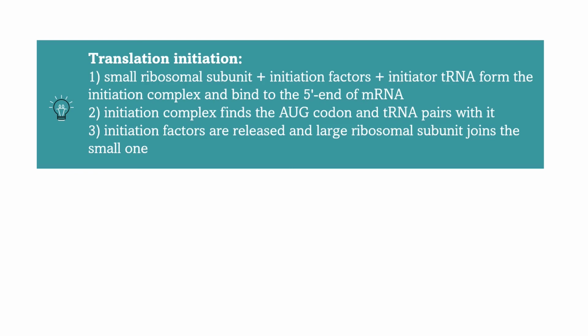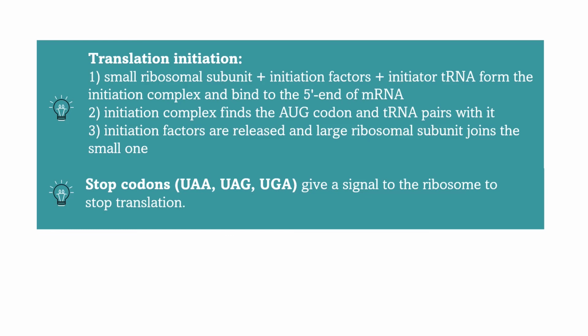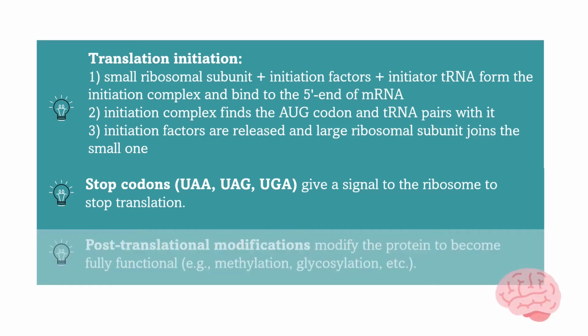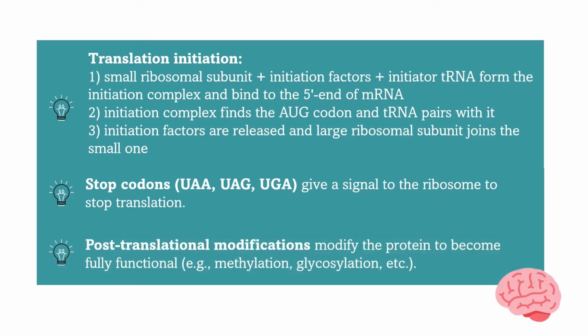A protein chain is then synthesized, and translation stops when the ribosome reaches a stop codon, which gives a signal to the ribosome to stop translation. After the protein is released, post-translational modifications often take place for the protein to become fully functional. Okay? Great. So this is it for translation.